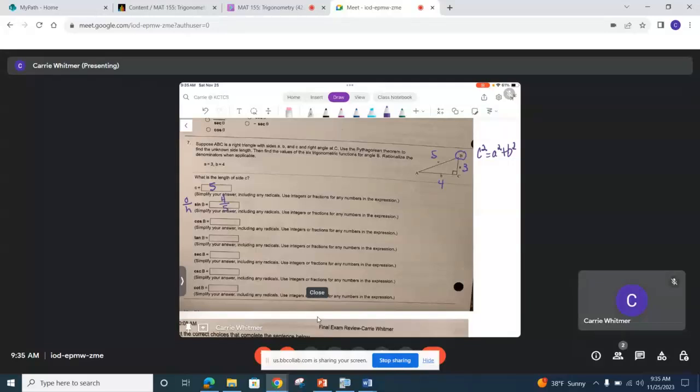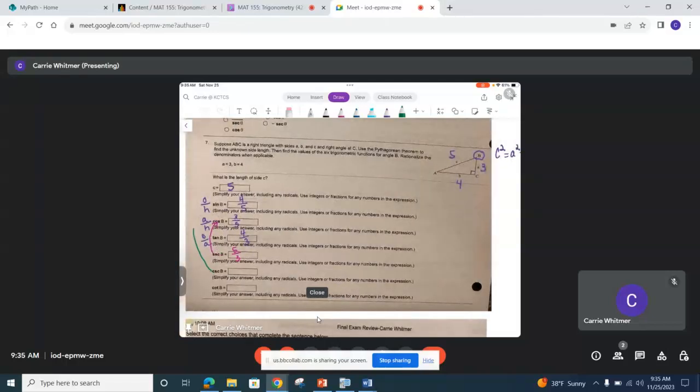Cosine of B would be 3 over 5 because it's adjacent over hypotenuse. And then tangent is opposite over adjacent, so that would be 4 over 3. And then secant is the reciprocal of cosine, so that's going to be 5/3. Cosecant is the reciprocal of sine, so that's going to be 5/4. And then cotangent is the reciprocal of tangent, so that's going to be 3/4.